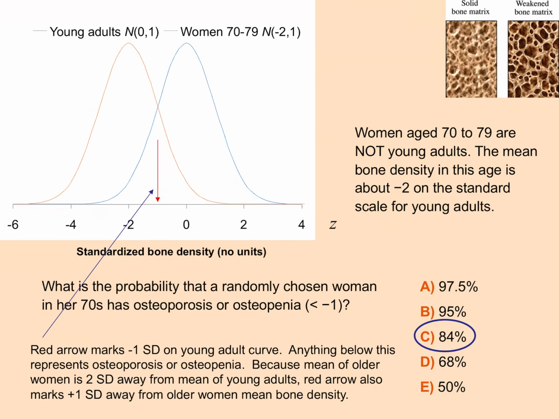Yes, it does. The red arrow marks -1 standard deviation on the young adult curve, but it's actually +1 standard deviation on the elderly women's curve. Anything below that represents osteoporosis or osteopenia on the young adult scale. So because the mean of older women is 2 standard deviations away from the mean of young adults, the red arrow also marks +1 standard deviation away from the older women's mean bone density, which means this must be 16%. So 16% of elderly women would not have osteoporosis or osteopenia, but 84% would. So this is just another example of how you can use the 68, 95, 99.7 rule to estimate probabilities.